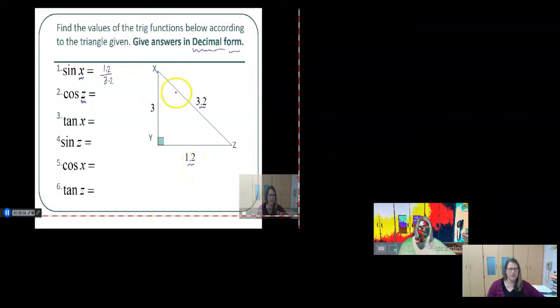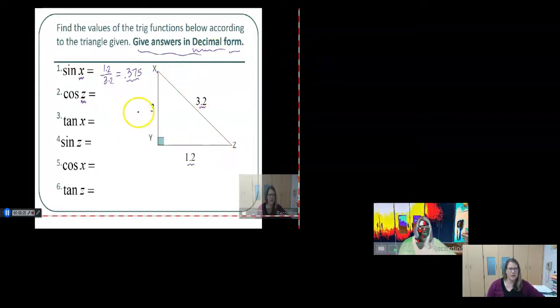But because this told me to put this in decimal form, I'm going to get my calculator out, and I'm going to divide 1.2 divided by 3.2, and that is equal to 0.375. So I'm going to just change that ratio into a decimal, and that's going to be the way I give my answer on this one.